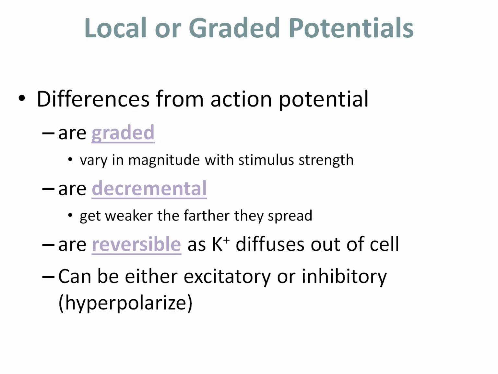So, some differences between local potentials and action potentials. Local potentials are graded. This means they vary in magnitude with the stimulus strength. They are decremental. They get weaker the further they spread. And they are reversible as potassium diffuses out of the cell. These local potentials can either be excitatory or inhibitory. Next, we'll take a look at action potentials and how they differ from graded potentials.